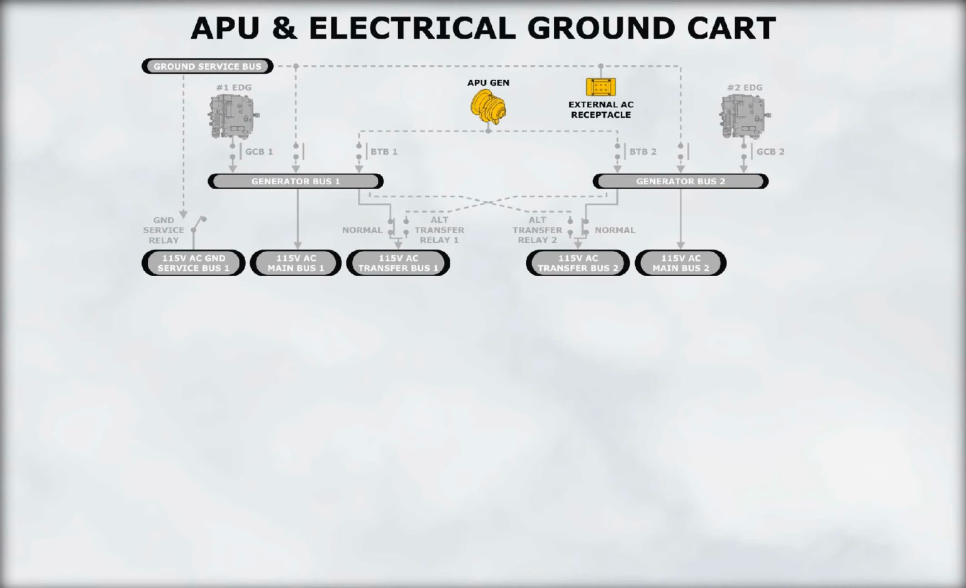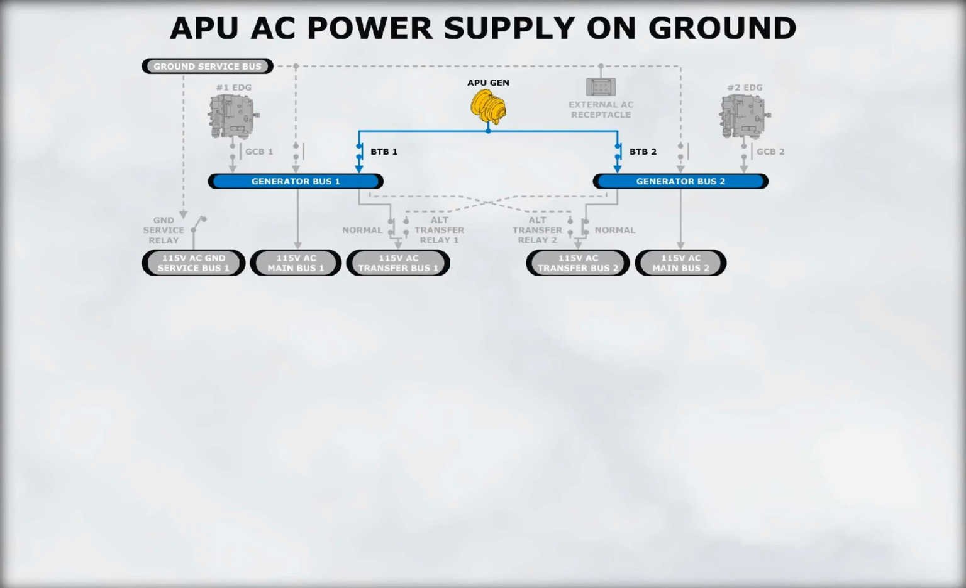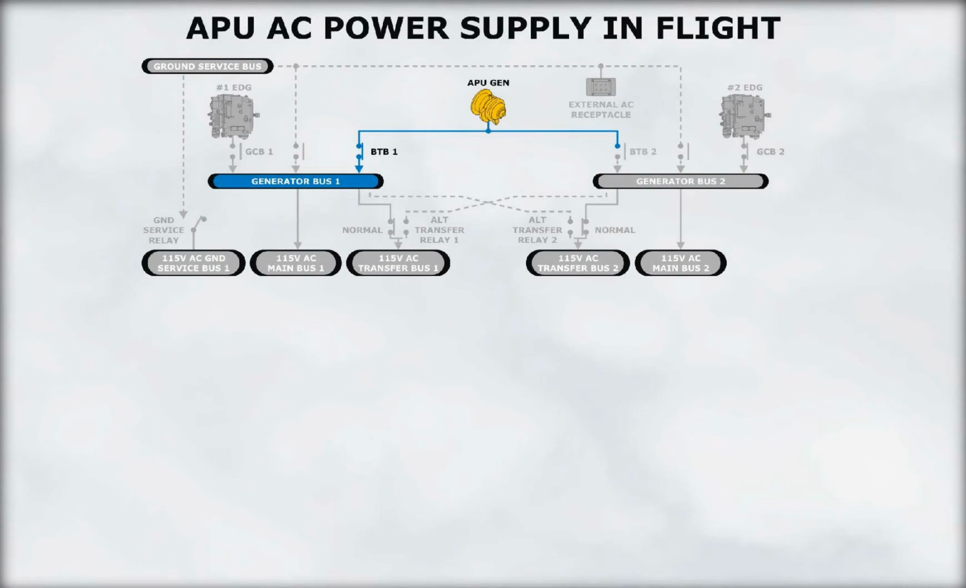Two other AC electrical sources can power the aircraft's electrical system: the APU and an external electrical ground power cart. The APU can also supply power to either generator bus. On the ground, the APU can power both generator buses at the same time. In flight, the APU can only power one generator bus up to a certain altitude.